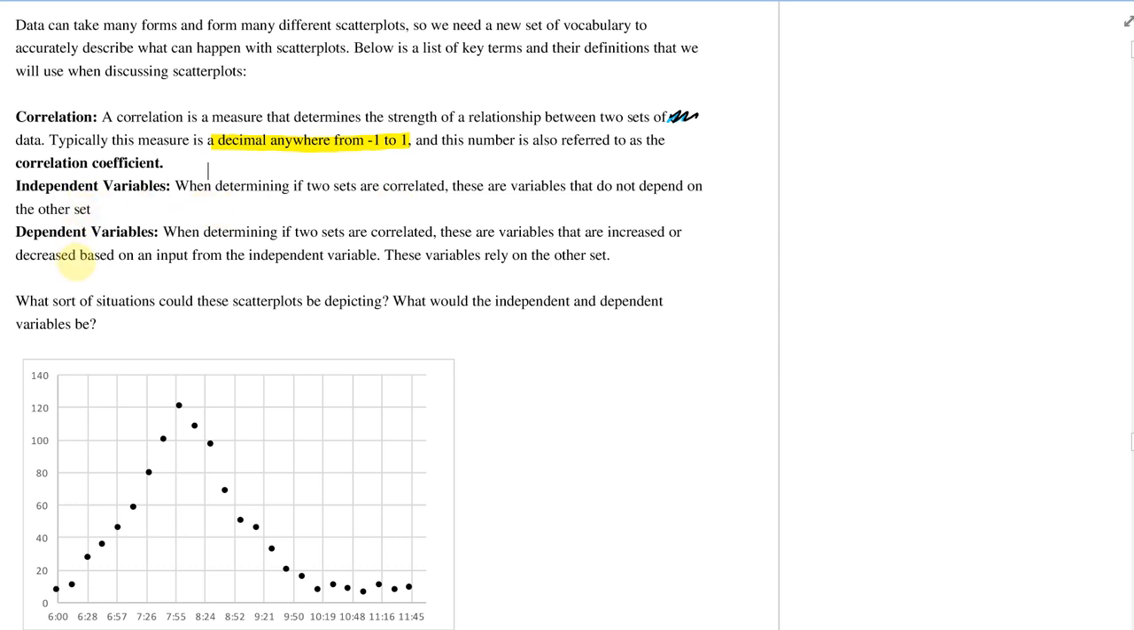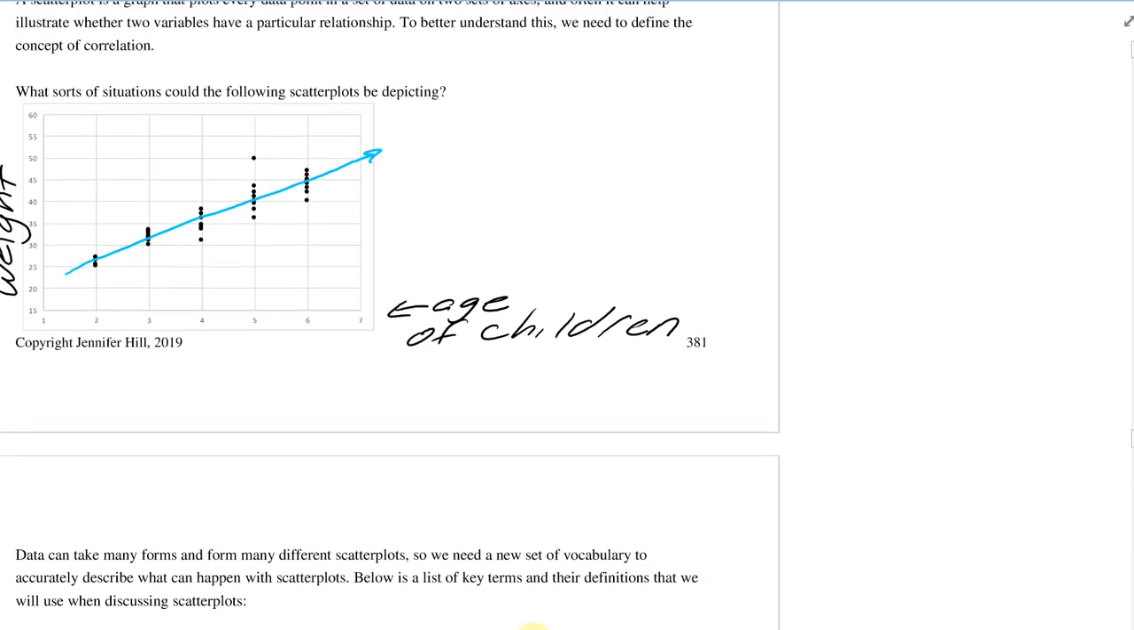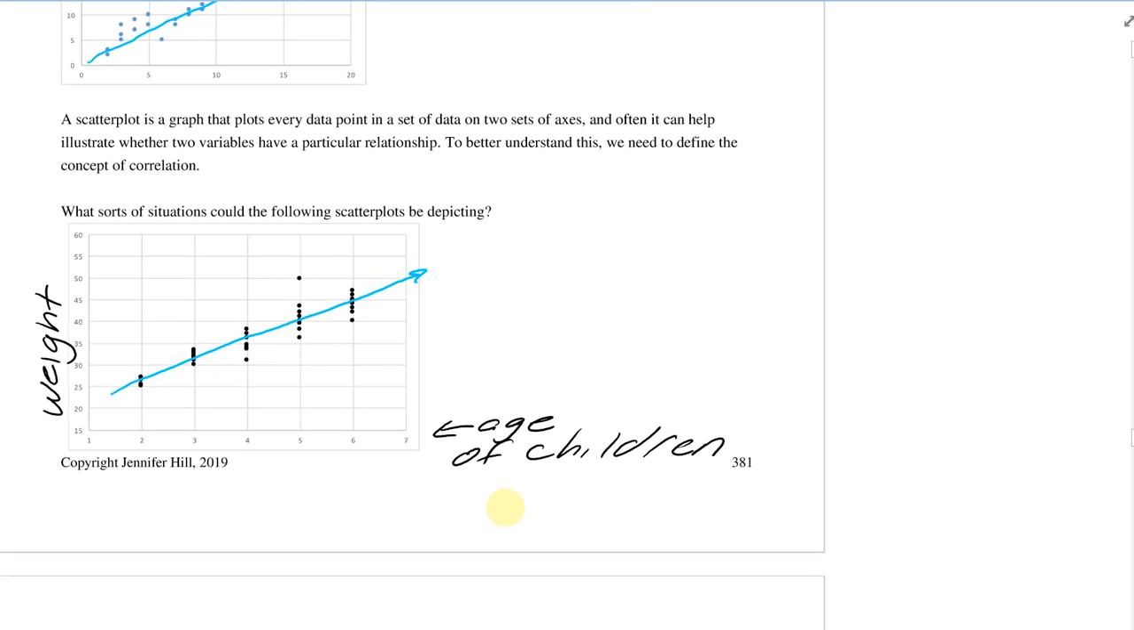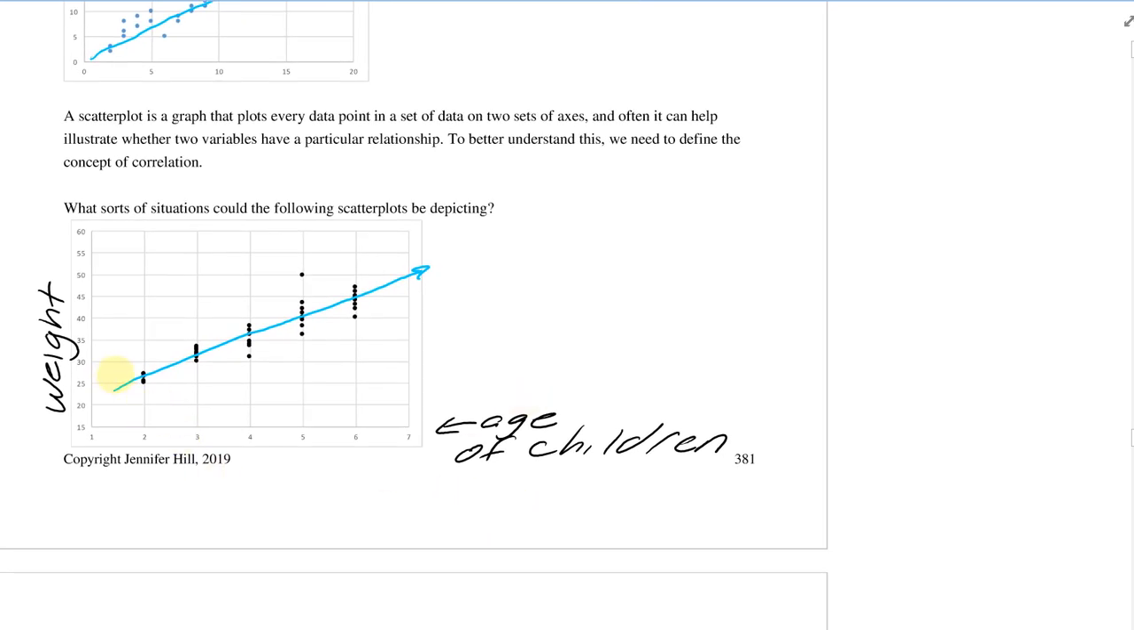While dependent variables, when determining if two sets are correlated, are variables that are increased or decreased based on an input from the independent variables. So they rely on the other set. If you think back to our last example, this is what we consider correlated, right? It looks like the age definitely gives you an idea of what the weight should be. And age is the independent value.